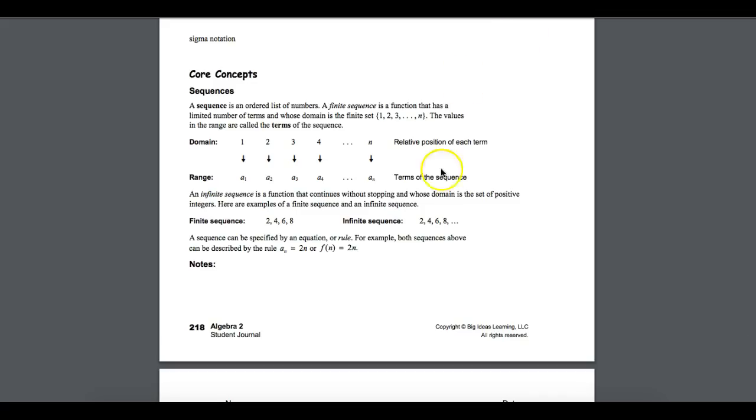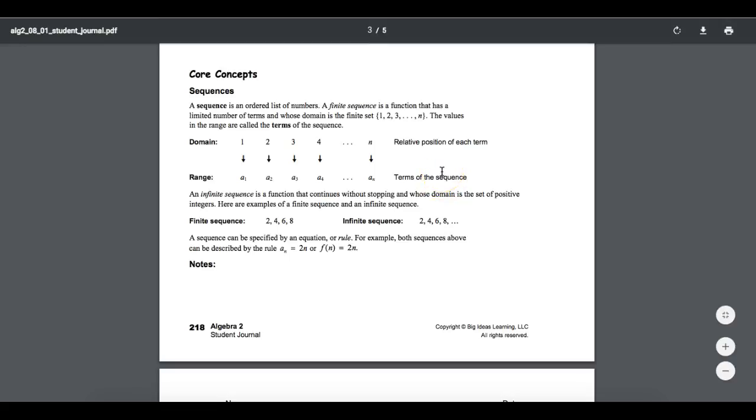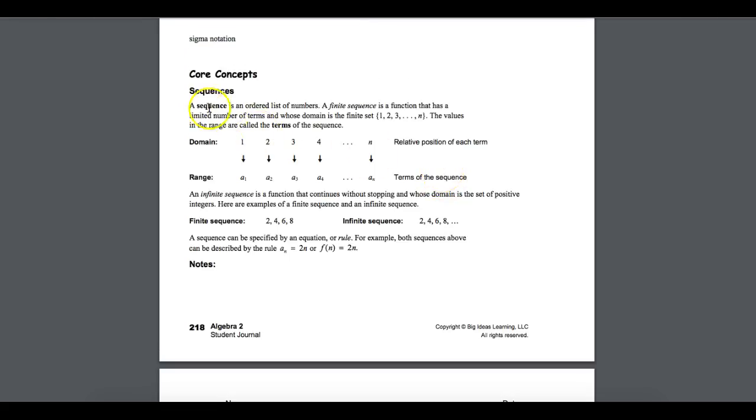Now what I want to point out first, here's one of your core concepts. You're going to see that, like I just said, a sequence is an ordered list of numbers. Now, a finite series is a finite sequence. It's a function that has a limited number of terms. An infinite sequence is a function that continues without ever stopping.